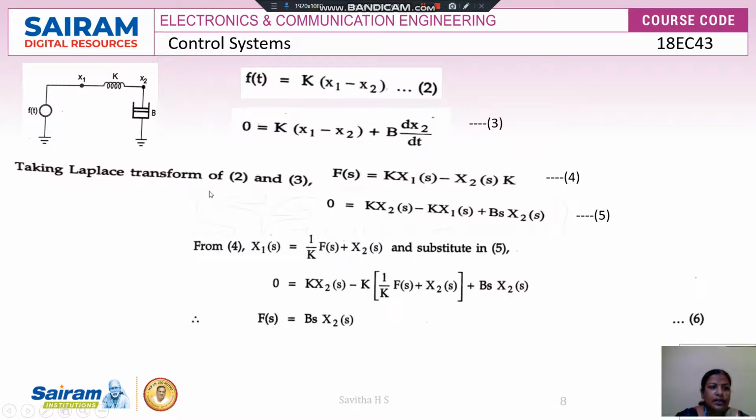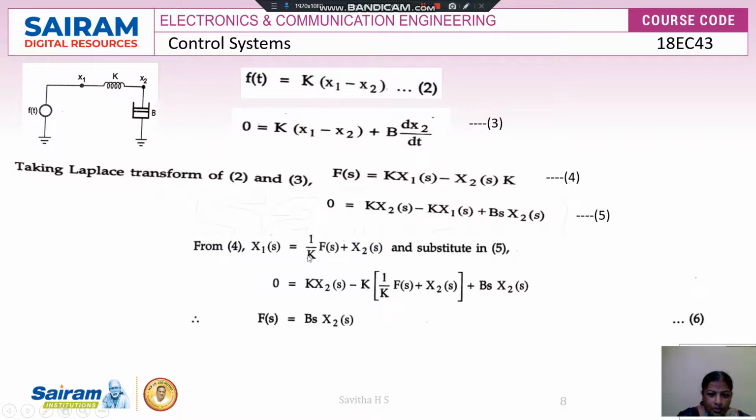So now taking the Laplace transform for equations 2 and 3, f of s is equal to k into x1 of s minus k into x2 of s. And the second one is 0 is equal to k into x2 of s minus k into x1 of s plus b s x2 of s. So now from equation 4, what I can write is x1 of s is equal to 1 by k into f of s plus x2 of s.